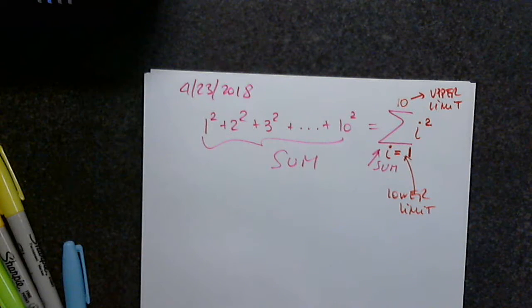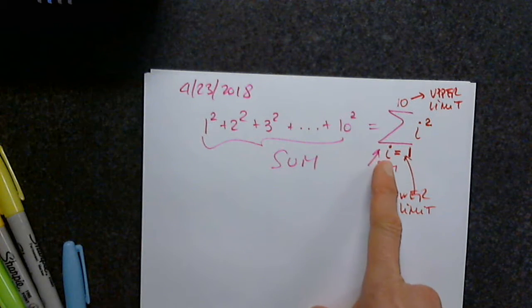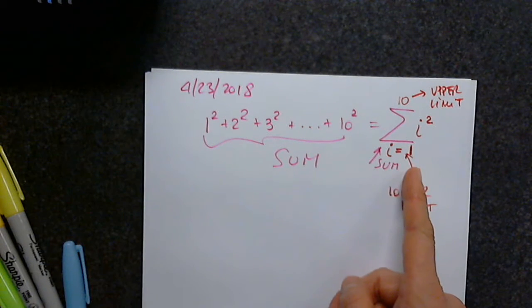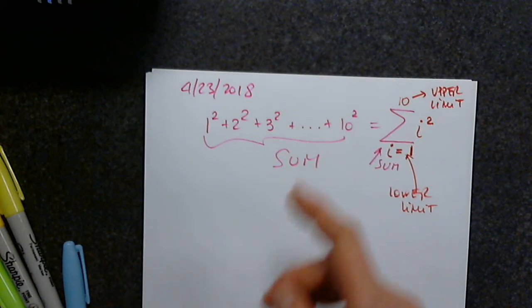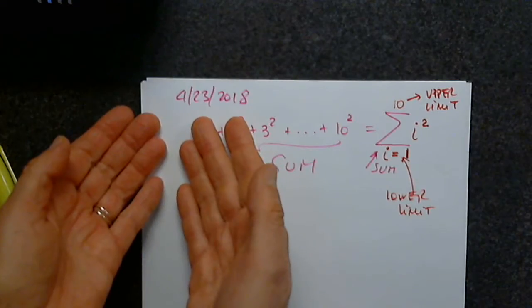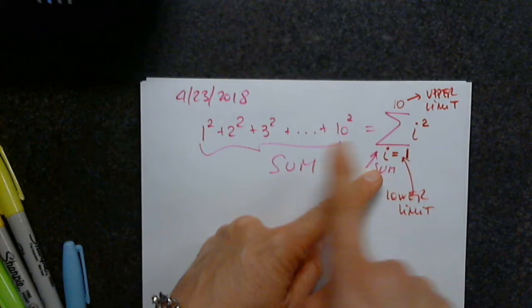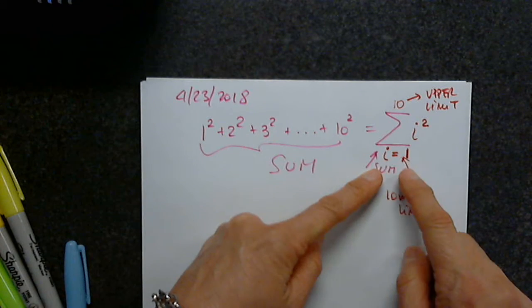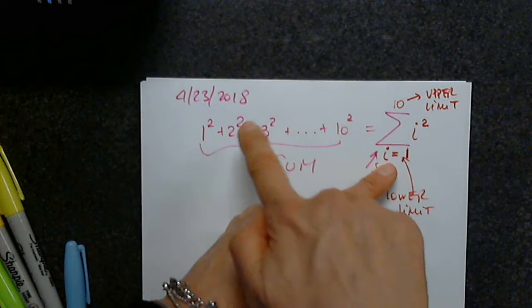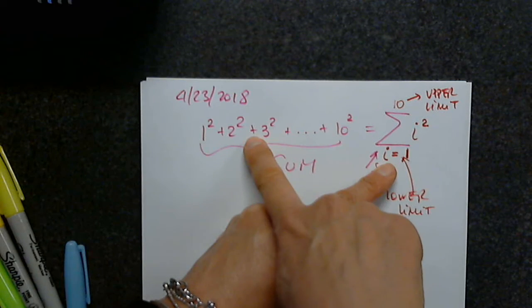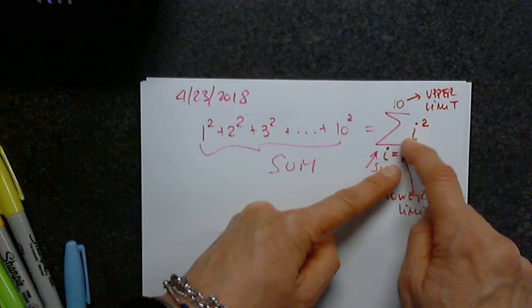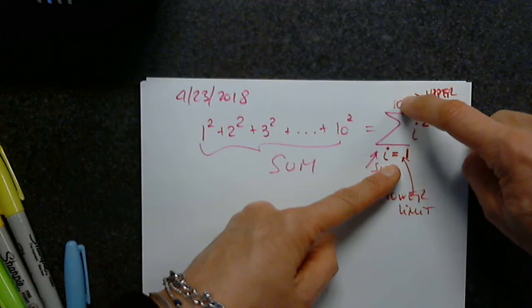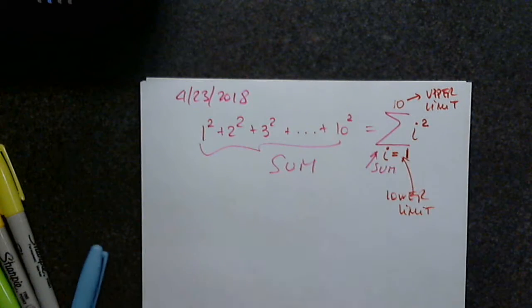First of all, how do I read this? Let's read this together. The sum of I squared from I equals 1 through 10. So how do I get from here back here? When I is 1, I have 1 squared. The sum symbol says plus. When I is 2, then I have 2 squared. The sum says plus. When I is 3, then I have 3 squared. The sum says plus. Dot, dot, dot, plus. When I'm done with number 10, 10 squared, and that's it.